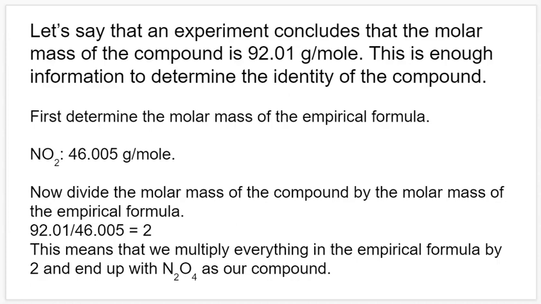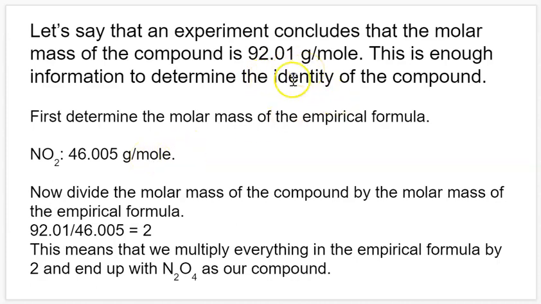And the way we do that is we consider what the molar mass of the empirical formula was. So the molar mass for NO2 is 46.005 grams per mole. Remember, we get that by summing the mass of the atoms involved in the compound multiplied by the number of times they appear. So we'd have 1 nitrogen plus 2 oxygens, and that'll give us this total mass. And we also know that the mass of the actual compound itself is 92.01.